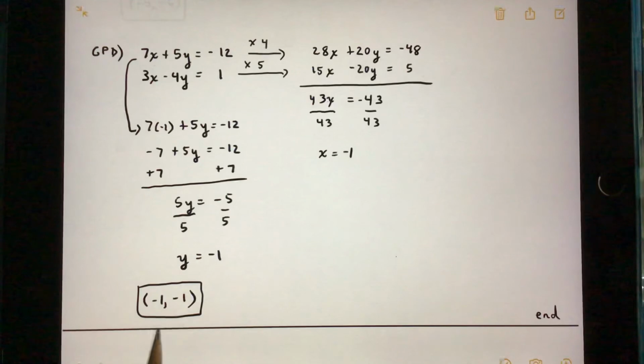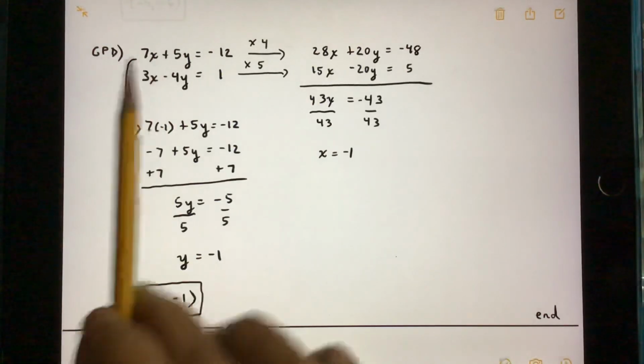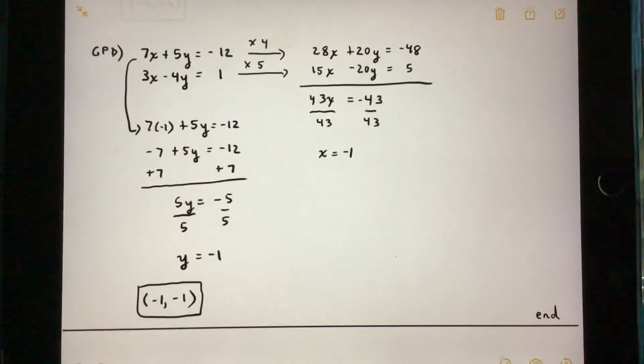So these two values for x and y solve both equations and make them equally true. And that's what solving a system is all about, finding the value of the variables that will work in both of the equations. Okay, so now you have a few problems to work on the worksheet.